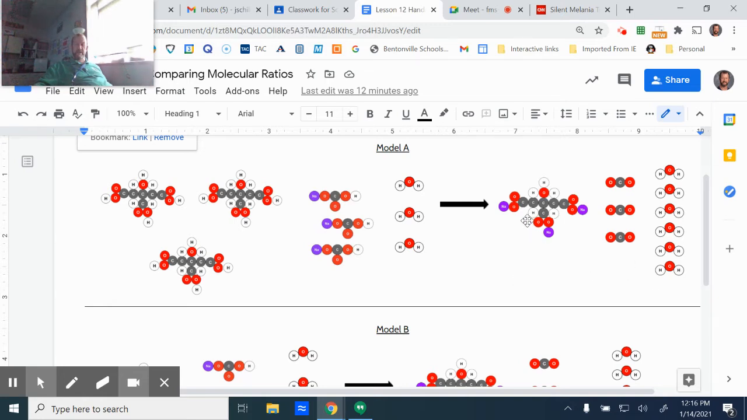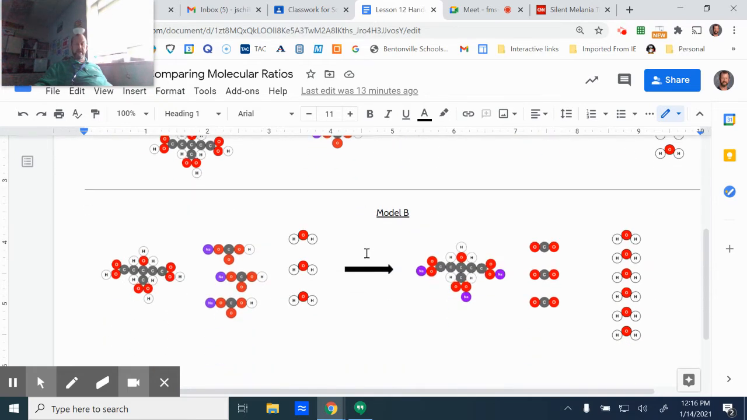And I come over here, I have 1, 2, 3, 4, 5, 6, 7, 8, 9. Only 9 carbons on this side. It can't be A. I can't make carbon disappear. If I come down and look at B, I have 6, 7, 8, 9. And over here, I have 6, 7, 8, 9 carbons. If I count my oxygens, they're all going to be the same. And if I count my hydrogens, they're all going to be the same.